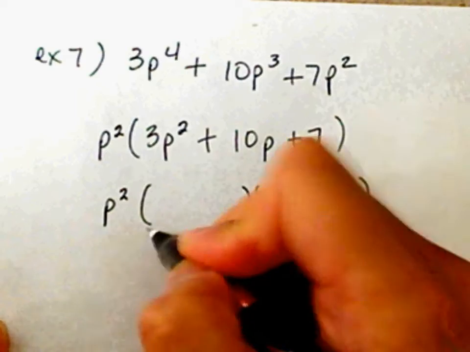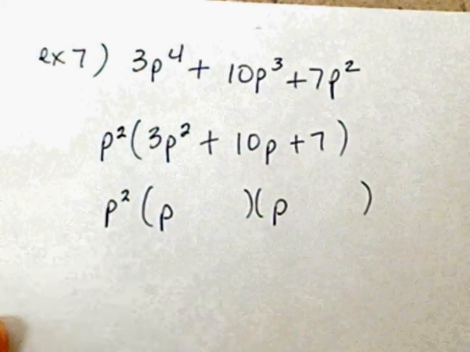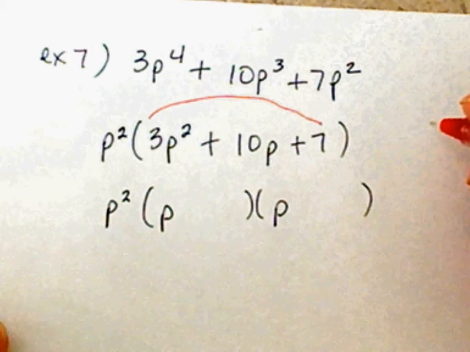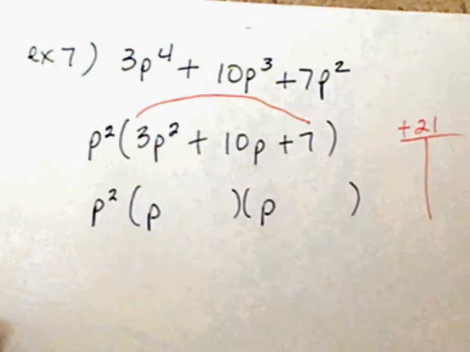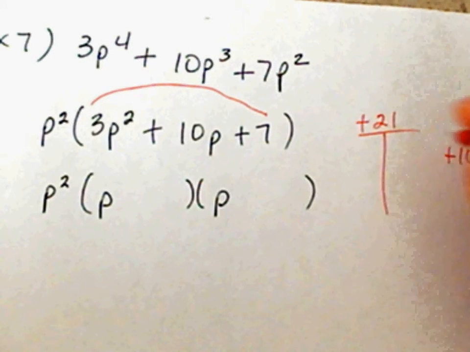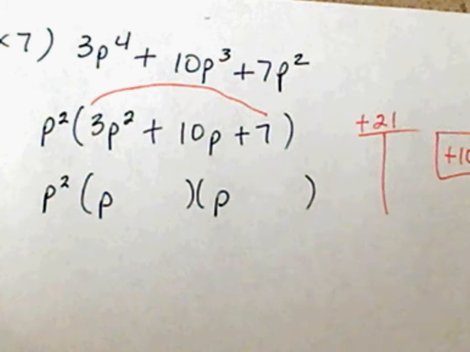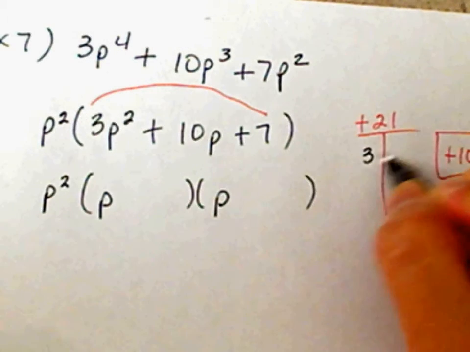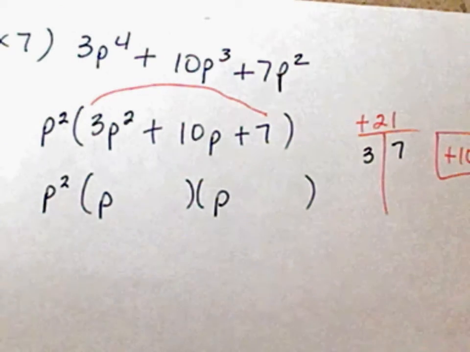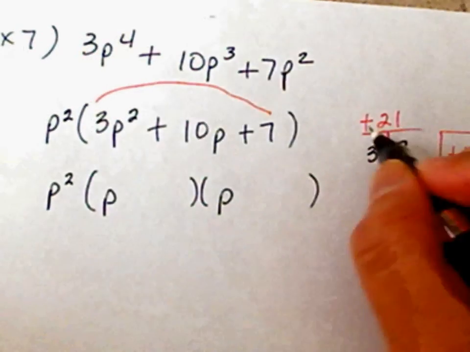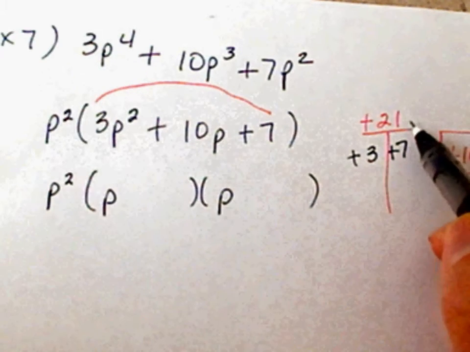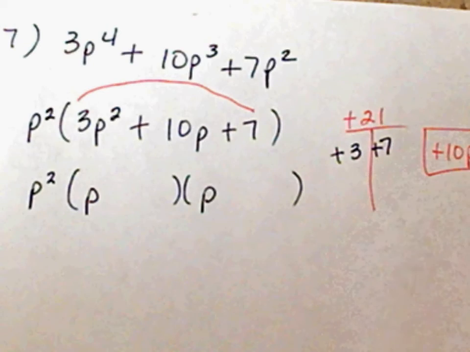Multiply 3 times 7, your a times your c, which is positive 21. Two numbers that multiply to give you positive 21, and it's going to add to give you 10p. All right, start doing your numbers. Now, I know 3 and 7. But if you don't know, like I told you, start off at 1. 21 divided by 1, 21 divided by 2. Positive 3 times positive 7 is positive 21. 3 plus 7 is 10. Plus 3, plus 7.